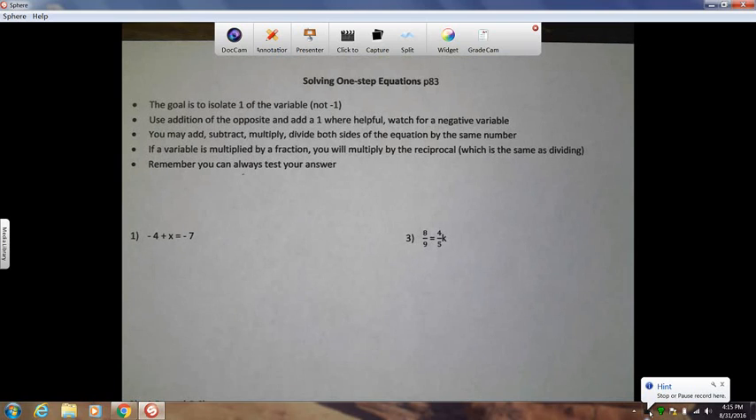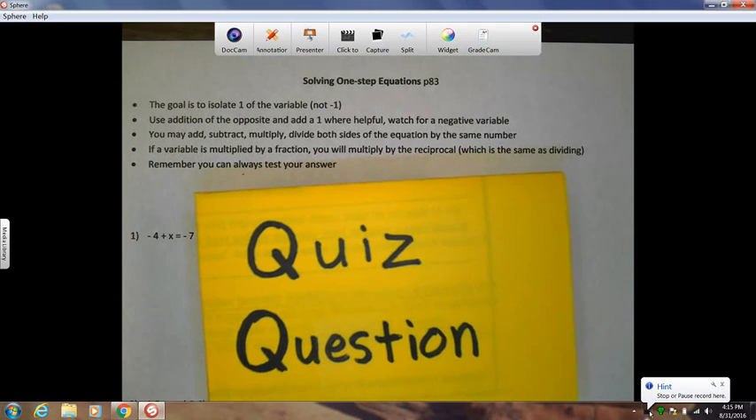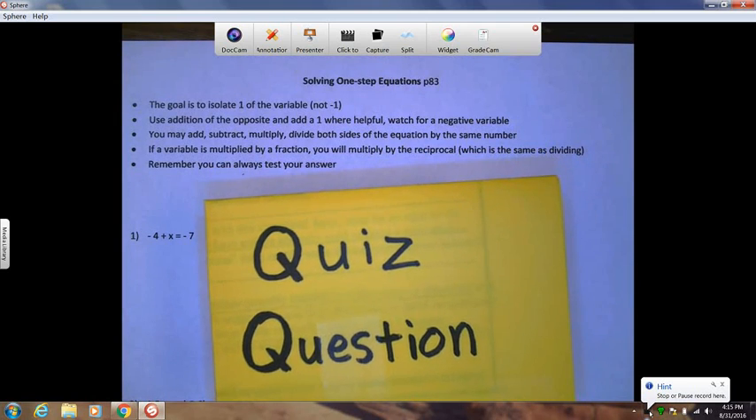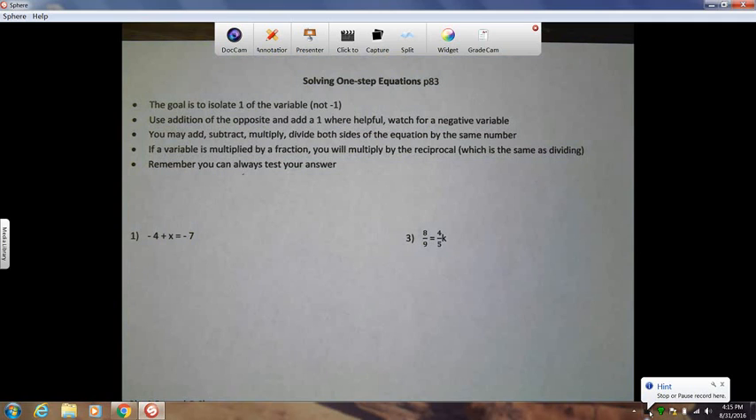The next thing is to use addition of the opposite and add a 1 where it's helpful. Watch for the negative variable like we just said. You may add, subtract, or multiply both sides of the equation by the same number. And remember, if a variable, you need to know this, is multiplied by a fraction, you will multiply by the reciprocal. That's how you divide a fraction. You multiply by the reciprocal. And you can always test your answer.